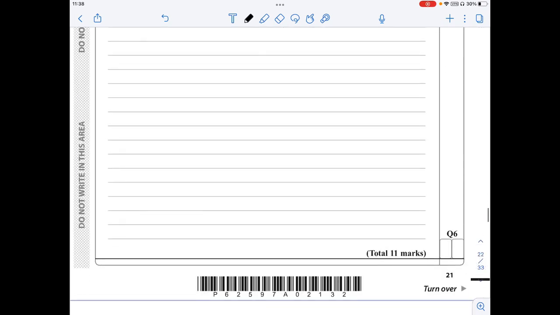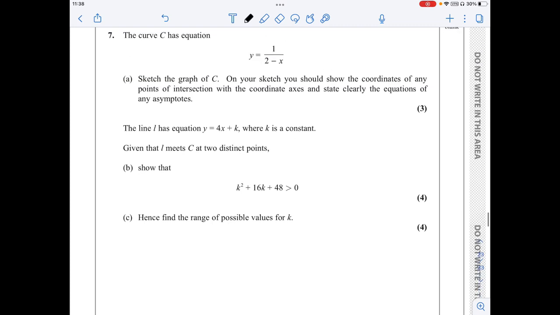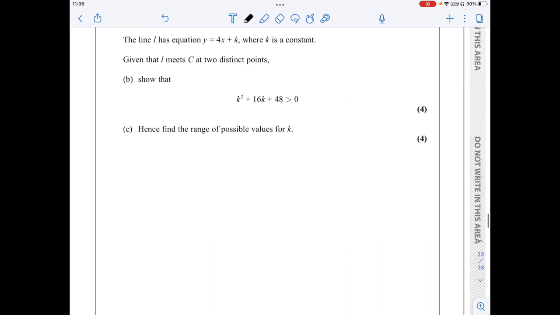Now coming to question number 7. The curve C has equation y equals 1 over (2 minus x). Sketch the graph of C. On your sketch, you should show the coordinates of any points of intersection with the coordinate axes and state clearly the equations of any asymptotes.